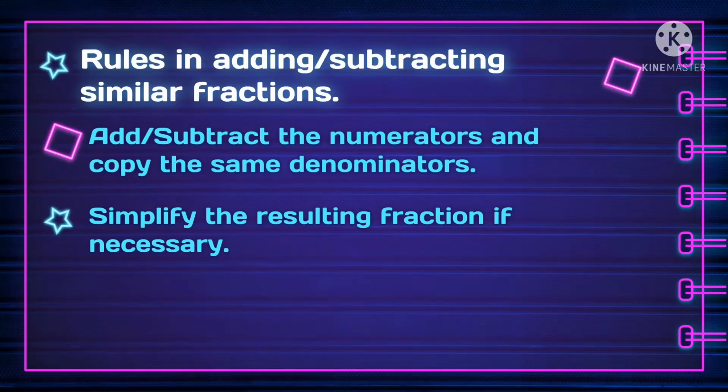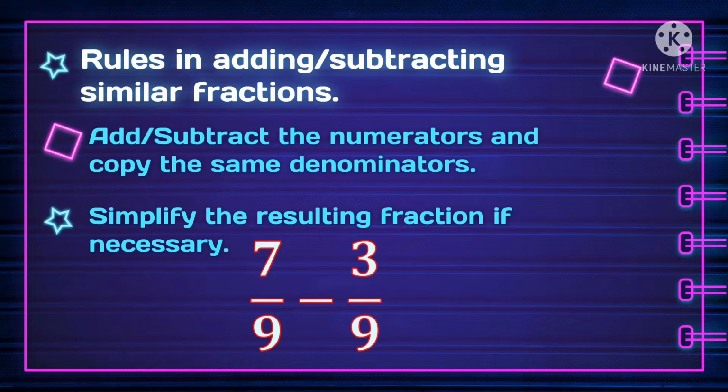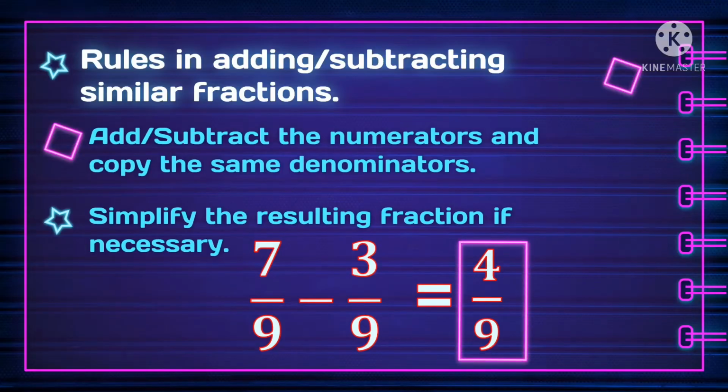So let's have another example for subtracting similar fractions. So we have 7/9 minus 3/9. Again, the rule is we have to subtract first the numerator, then we will copy the same denominator. So 7 minus 3 is 4, and copy the same denominator, which is 9, so we have 4/9. Then simplify the resulting fraction if necessary. But since ang 4/9 ay relatively prime or wala nang pwedeng mag-divide sa 4 and 9, therefore, ang 4/9 ang ating final answer.